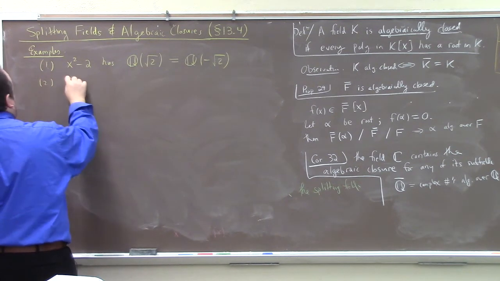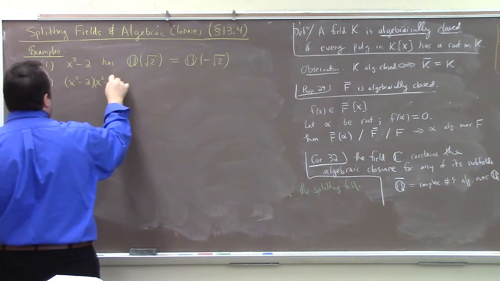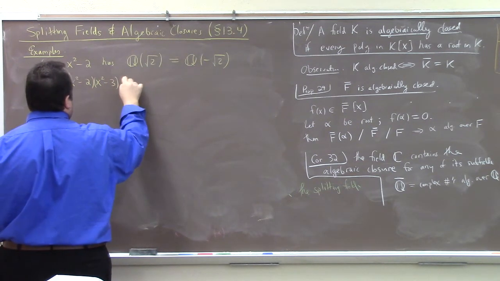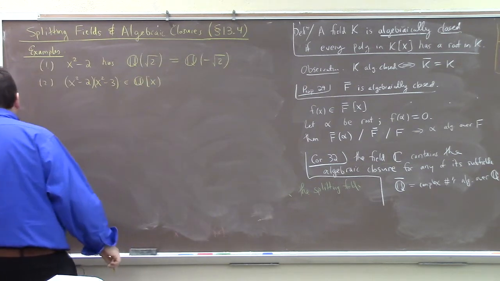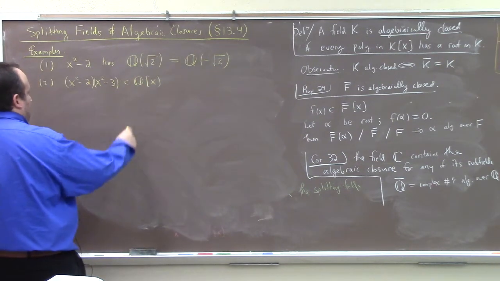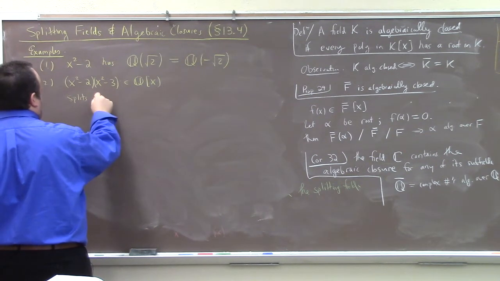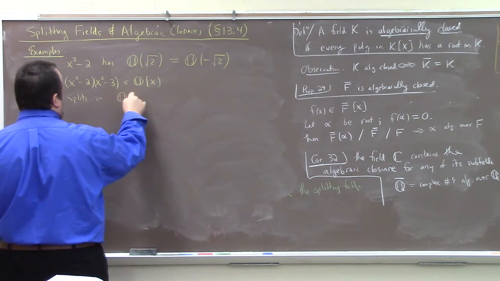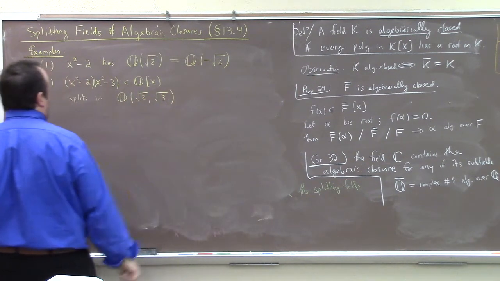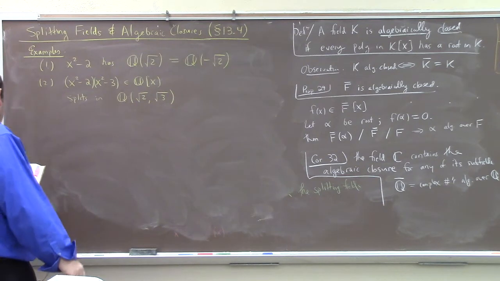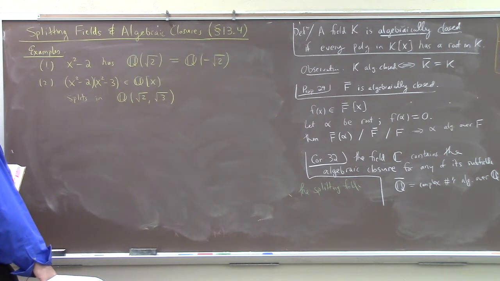If we have x squared minus 2 times x squared minus 3, and we're dealing with it as a rational polynomial, then the splitting field is Q adjoin square root of 2 comma square root of 3, right? Isn't it also square root of 6?